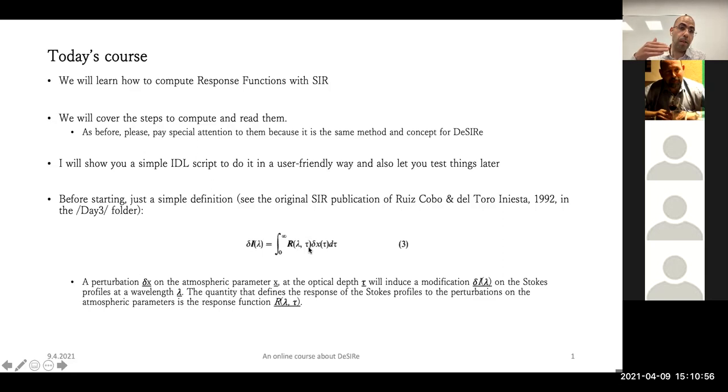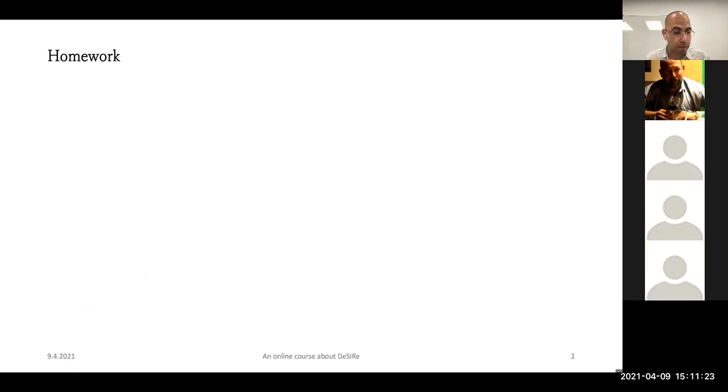So it means that for the first time, we are fitting the profile, perturbing the atmosphere at different layers, so we can have information of the stratification of the atmospheric parameters. Okay, so I think this is really important, and it has been the baseline of the modern codes, not only design, but most of the codes that you have nowadays, they are based on response functions.